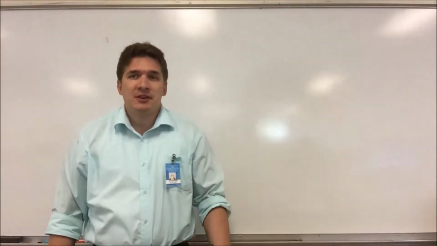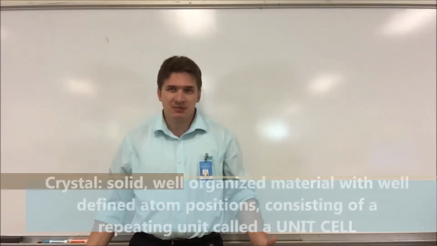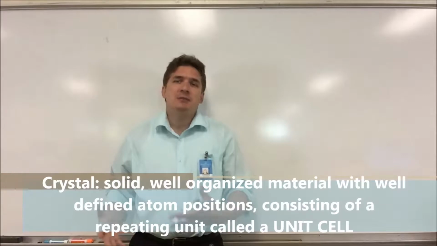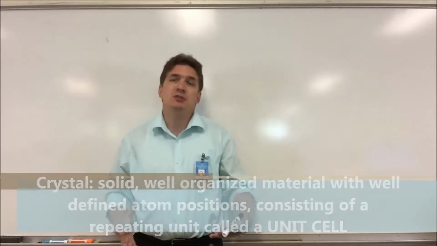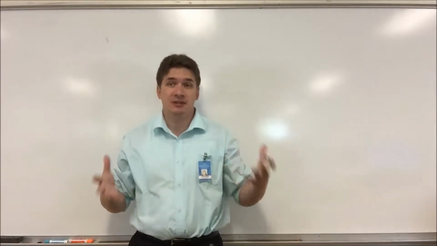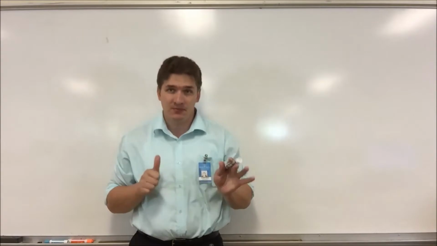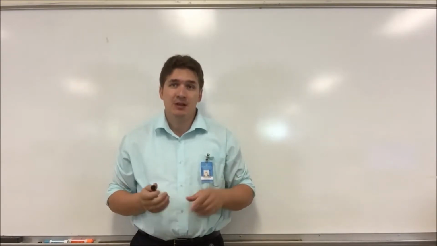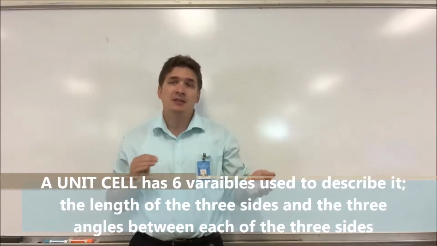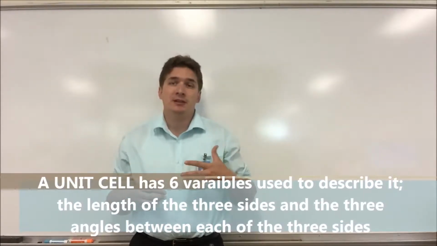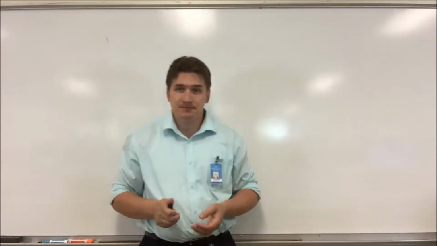So as a primer, let's start out with what a crystal is. A crystal is a very organized material. It's a solid material where there is a repeating pattern in how the atoms are arranged within the material. And this basic unit that's being repeated is the unit cell. Now, the unit cell has 6 variables that are used to describe it. One for each length, so length, width, and height, and then the angle between the length, width, and the height. So those 3 angles and those 3 lengths are the 6 properties that define the unit cell.